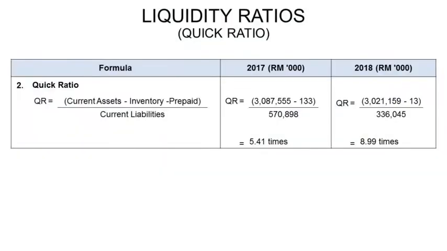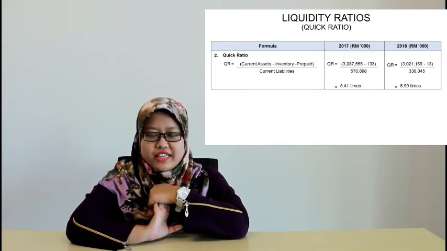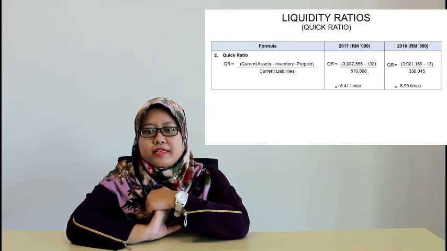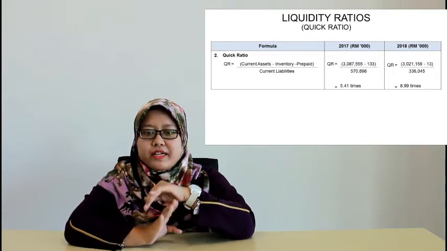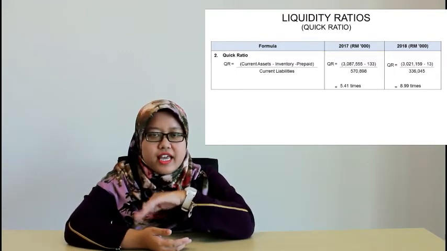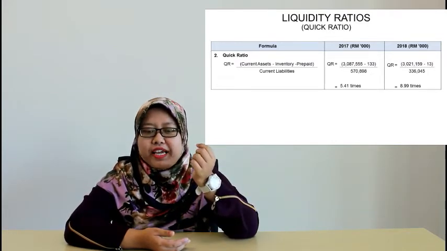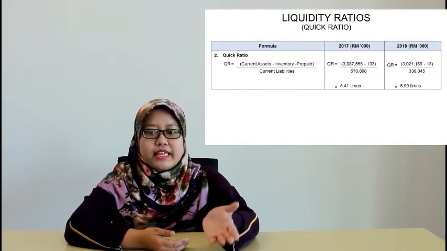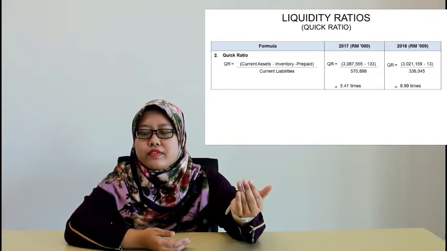So for MAHB, the quick ratio in year 2018 is higher than year 2017 based on this table, because the quick ratio for MAHB in year 2018 is 8.99 times as compared to year 2017 by 5.41 times. Based on this table, it shows that MAHB can meet its current liabilities with the available quick funds on hand in year 2018 than year 2017. From this comparison, we can conclude that MAHB is able to pay its current liabilities in a timely manner, and at the same time increase their sales so that the cash and account receivables increase.